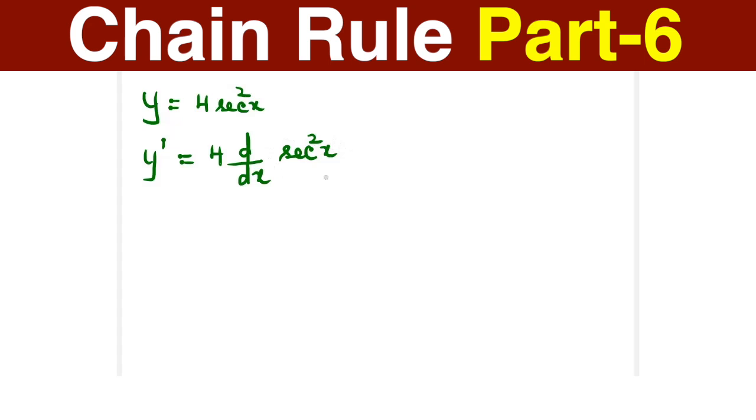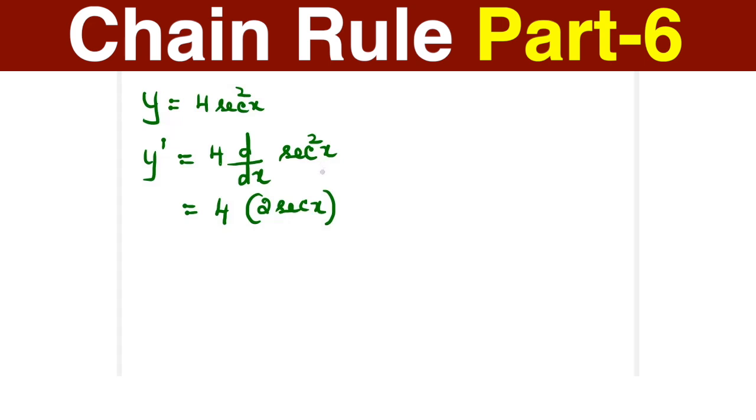I treat the secant x as a variable t. So this looks like the format t square. So what is the differentiation of t square? It is 2t. So now let's see 4 into secant squared x part. I'm going to do this as 2 secant x. Then I have to differentiate the secant x with respect to x.